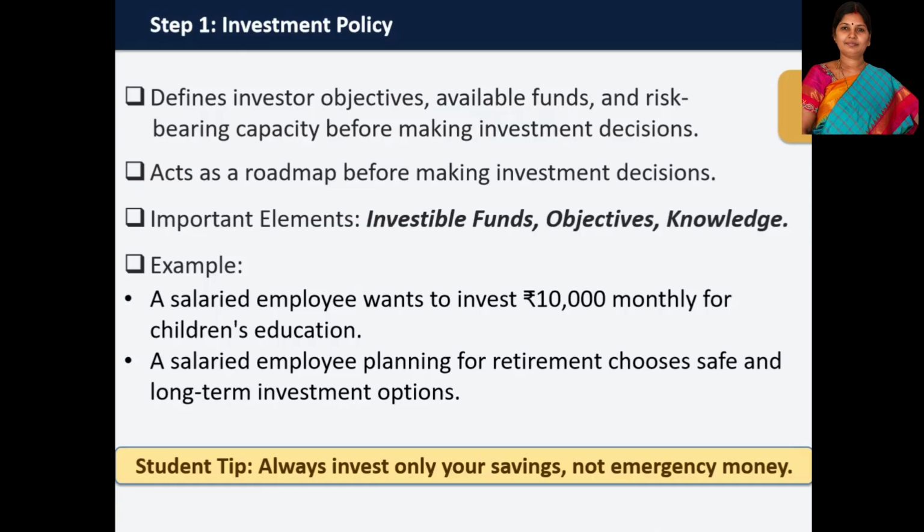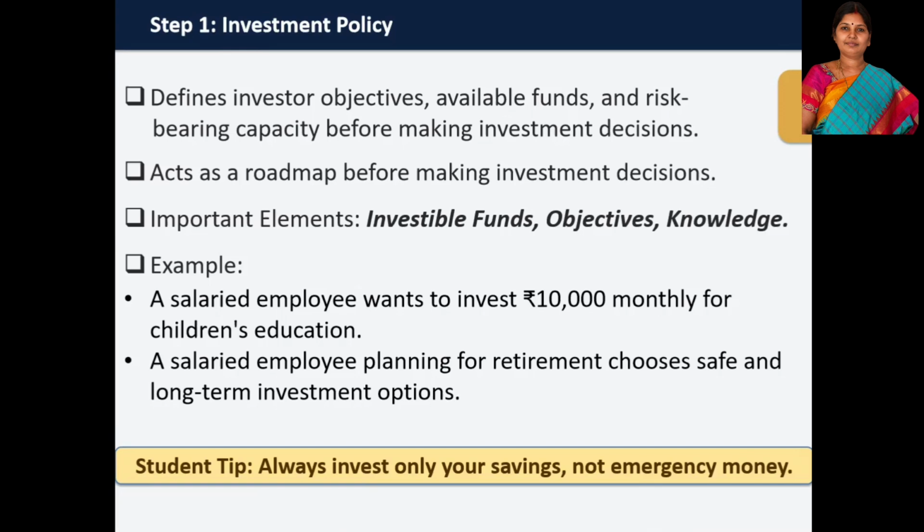So all these three we have to consider before making our investment decision. This investment policy will act as a roadmap before we make any investment decisions. So what are the important elements we'll cover here? We'll discuss investable funds, objectives, and knowledge.